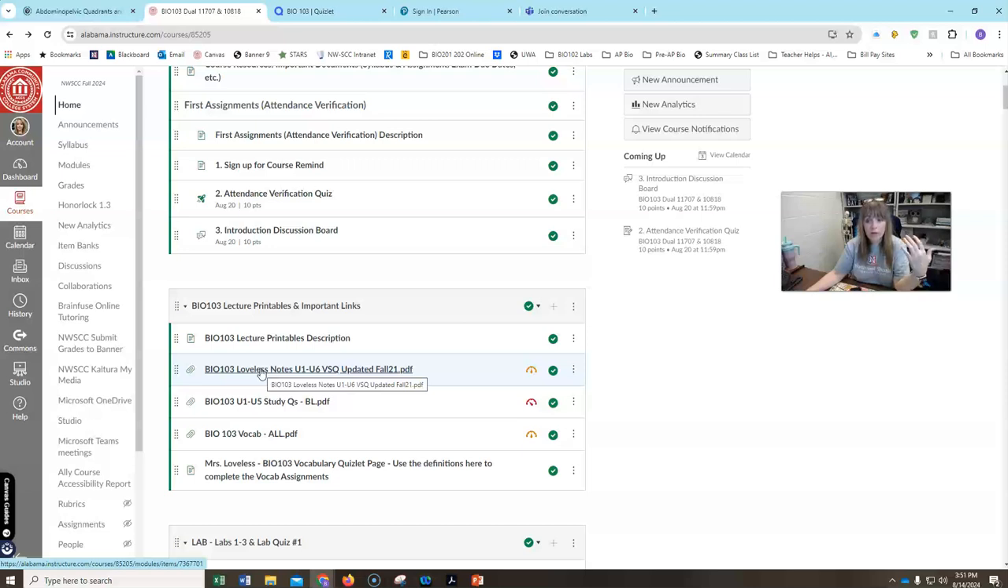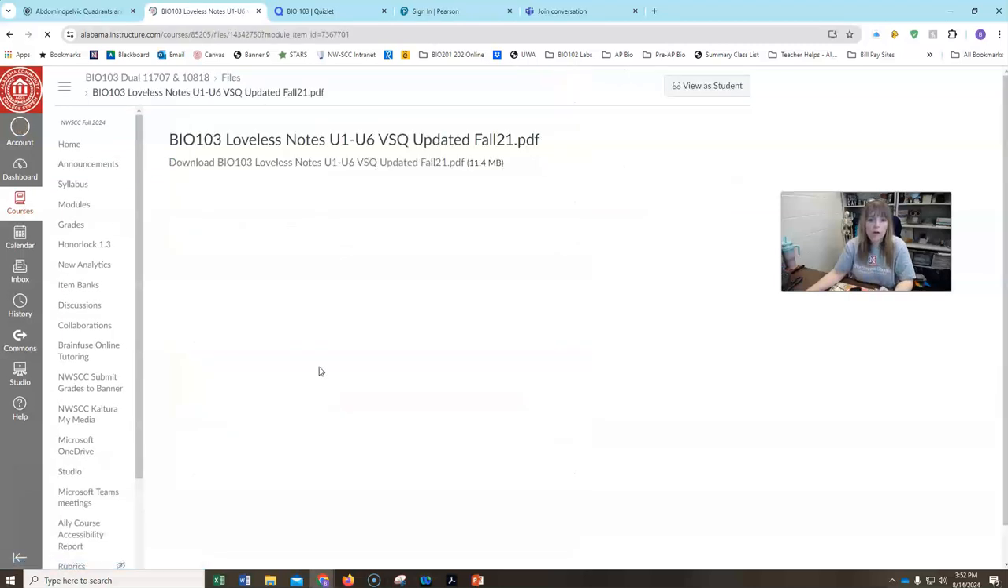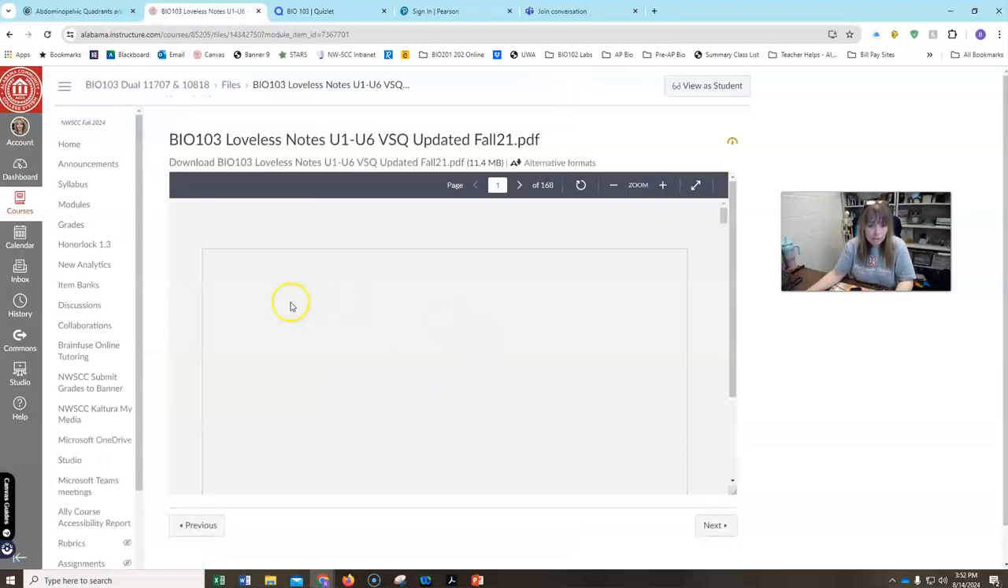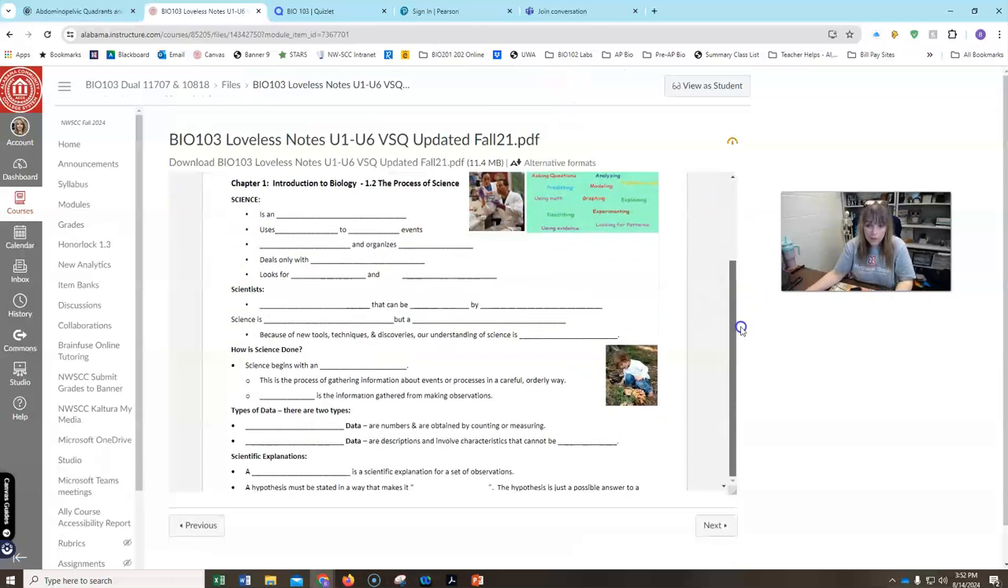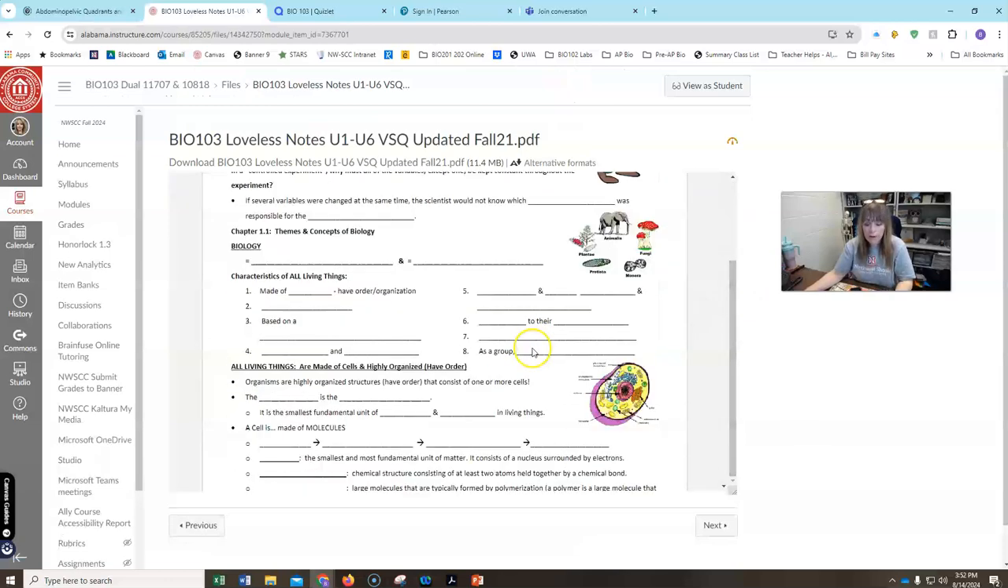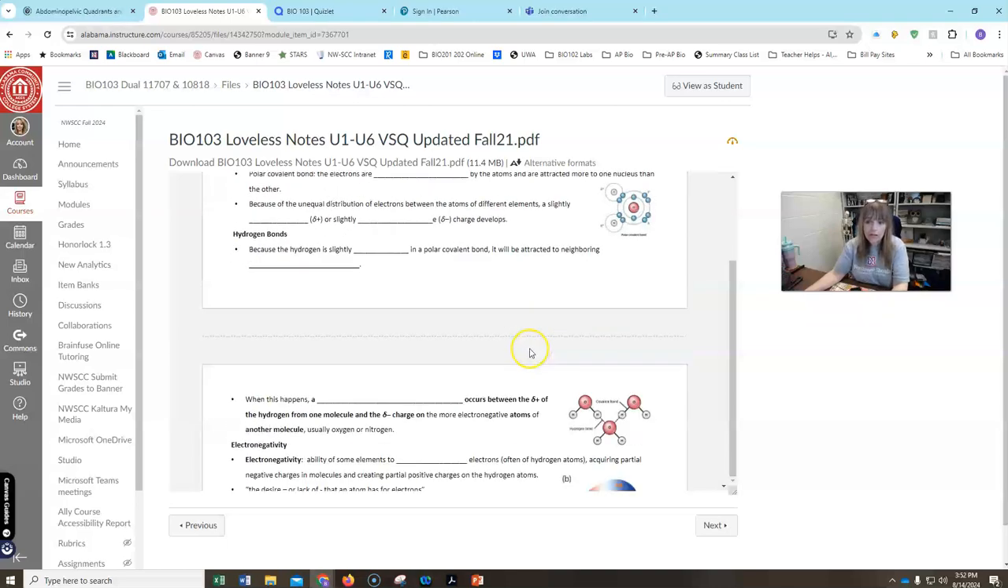It's going to be between 150 and 200 pages probably that you'll have to print out over the course of the semester, but those are available to you here if you don't have access to purchase them from the bookstore. What's included in those are fill-in-the-blank notes, along with all of the worksheets that you'll need to complete for the semester, like your vocabulary worksheets and your study guides.